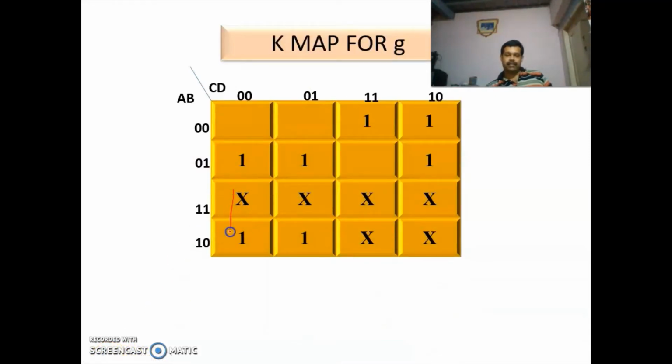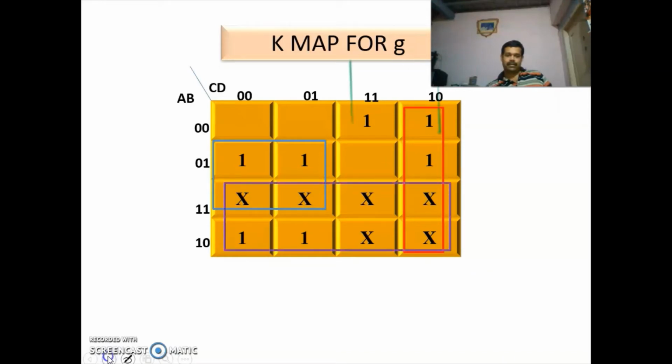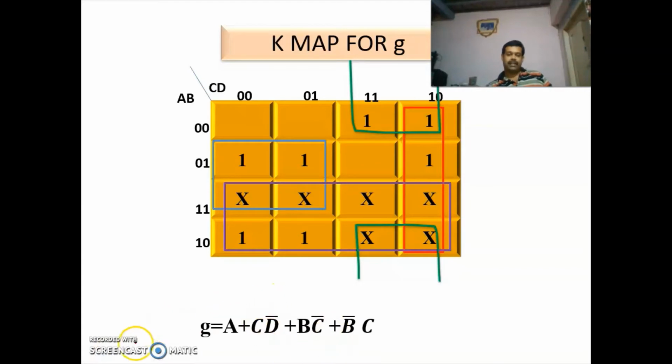For G you can have 8 ones like this, then these 2 ones you can group like this, then you are having these 2 ones you can group like this. Okay, these are the types of grouping we will see in the animation. And this is the expression you are getting for G.